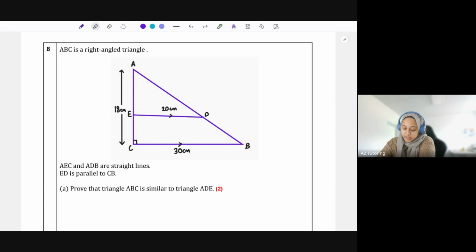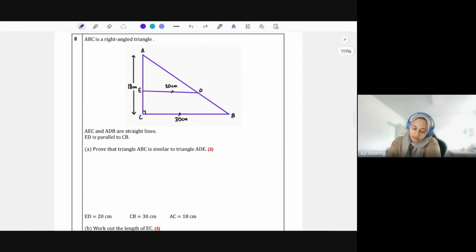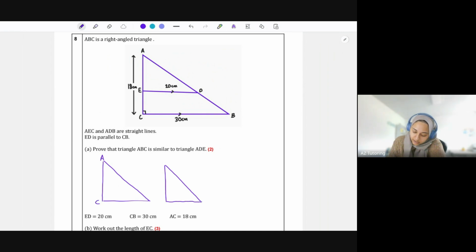Prove that triangle ABC is similar to triangle ADE. So ABC is the big one, ADE is the small one here. So I'm just going to draw out both triangles. It'll make it easier to prove. So let's draw a smaller one. The bigger one is A, and then C is here, and then that's B. The smaller one is this one over here, which is A, E, D.